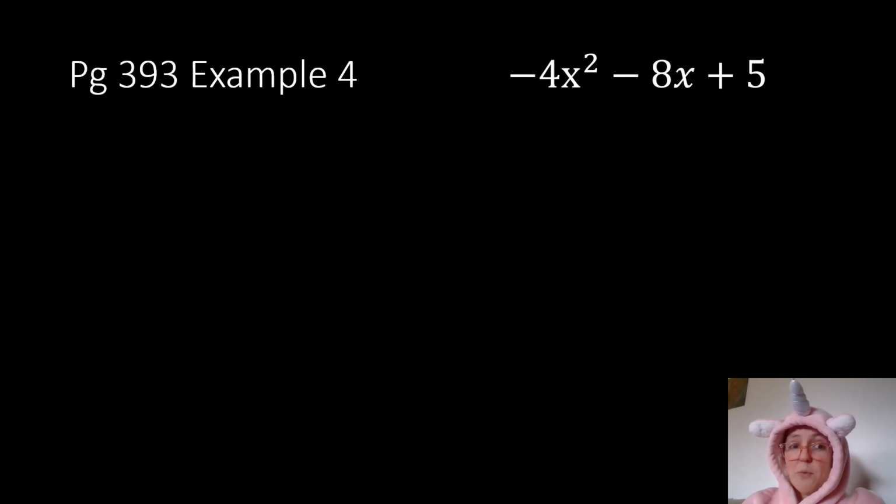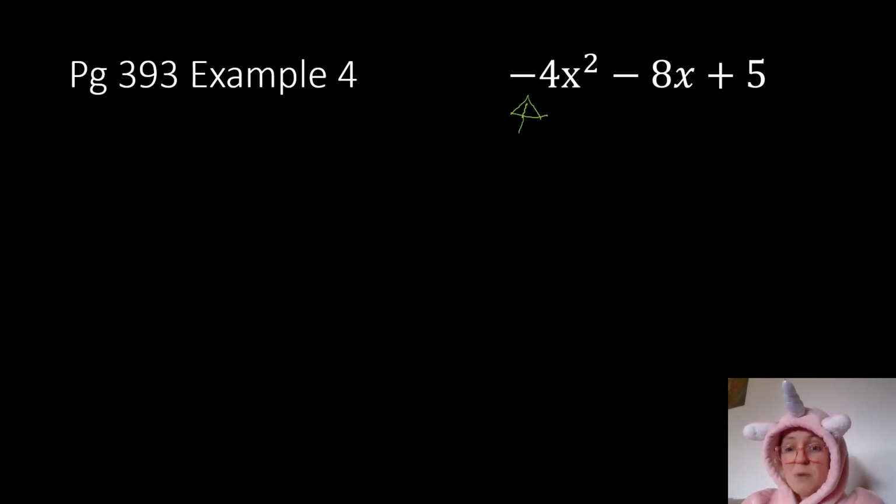We're going to do one more. We're going to do example 4 from page 393. This is the last one today. All right. So we're still going to do the same thing. The thing we've got to watch out for is this negative sign out in front. That makes things really, really weird.